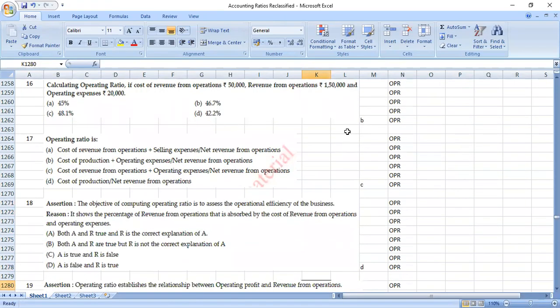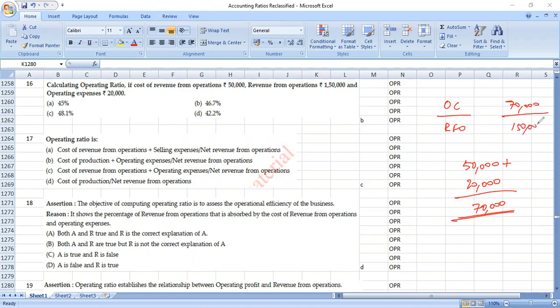Calculate the operating ratio. Cost of revenue from operation is 50,000, revenue from operation is 1,50,000 and operating expenses are 20,000. The formula for operating ratio is operating cost divided by revenue from operation. Operating cost in this case is cost of revenue from operation of 50,000 plus operating expenses of 20,000. So that is 70,000. So it will be 70,000 divided by 1,50,000.